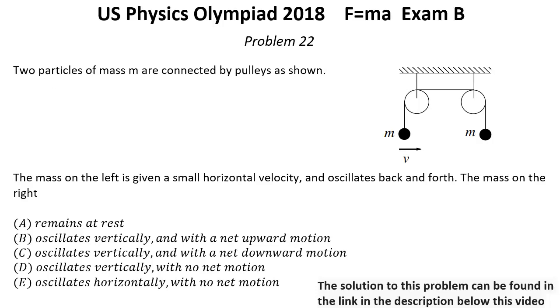Thus, the right mass must instead oscillate and move upward. This is the answer B. Oscillates vertically and with a net upward motion. That was the solution for problem number 22.